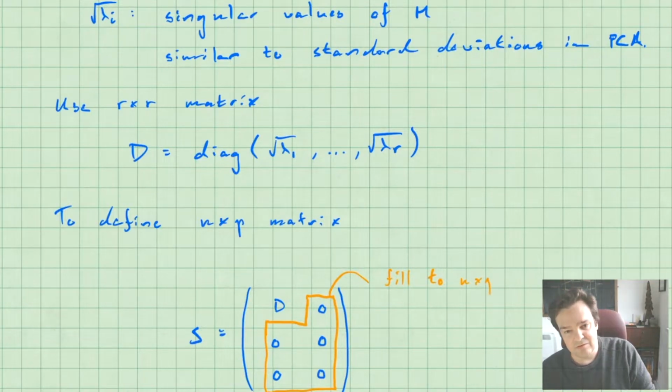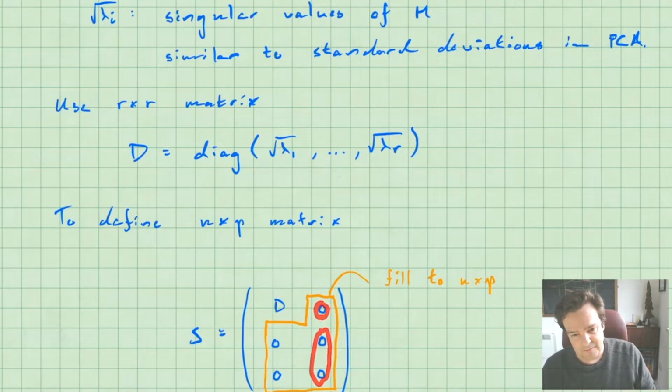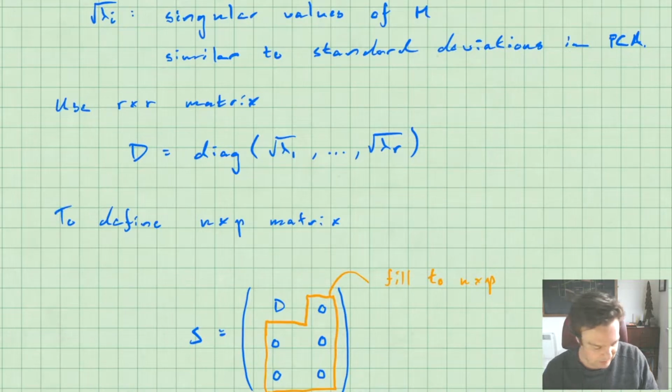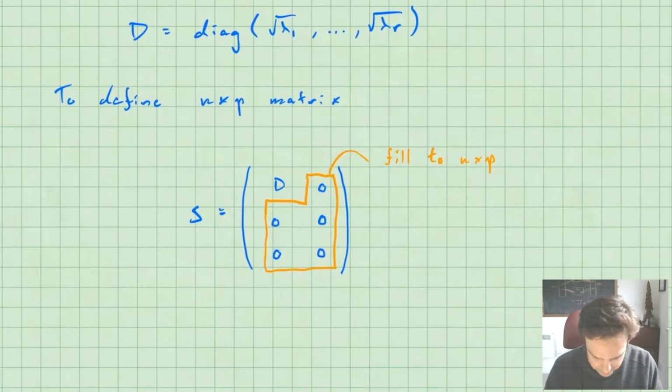Because D is some square diagonal matrix that's r by r, and to get a matrix that's n by p, we need to just fill up the number of rows and number of columns as needed to get up to n by p. So it's not necessarily the case that there's just one 0 here and then two down here. That's not what's shown here. It's just saying fill up that matrix until you get it up to size n by p. So you can ask yourself, what are you going to need to do this? Are you going to need extra columns?